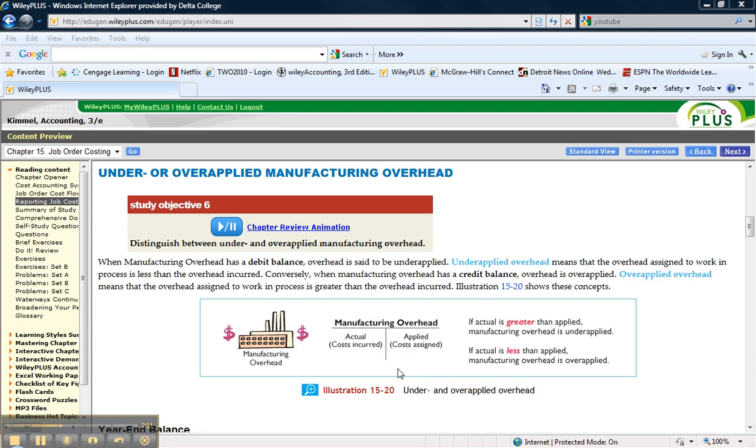The inverse would be true if we didn't apply enough cost to jobs. In that case, we'd end up crediting overhead for a lot less, or at least less, than the actual amounts. So we'd end up with a debit balance in overhead at the end of the year. This signifies that we have under-applied our overhead for the year. And basically, all we have to do to fix that situation is just zero out the overhead account to cost of goods sold. So if there's a debit balance in overhead, we'll have to credit it to make it go to zero. If we credit overhead, that means we would have to debit cost of goods sold. And debiting cost of goods sold increases cost of goods sold, and that would be appropriate since we didn't apply enough of the actual costs into our cost of goods sold.